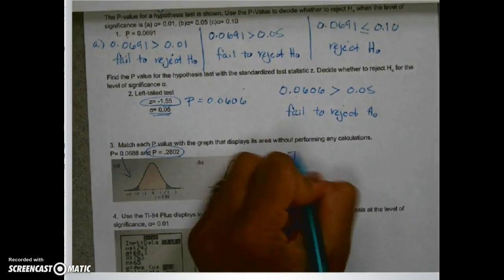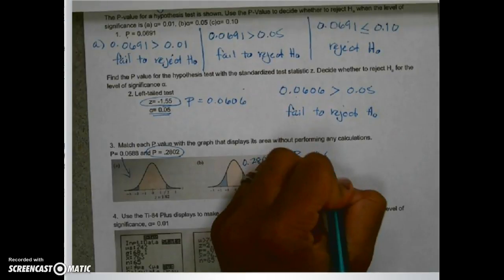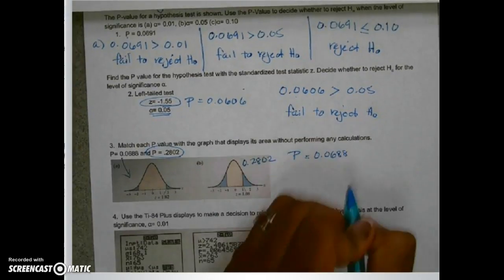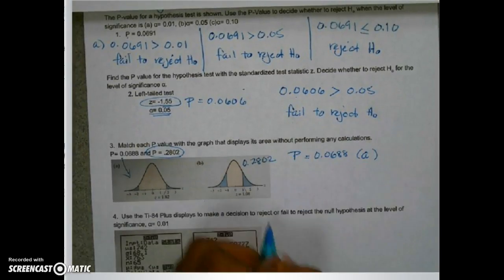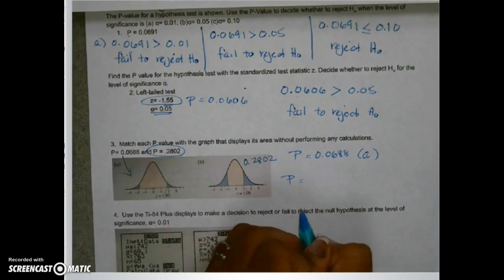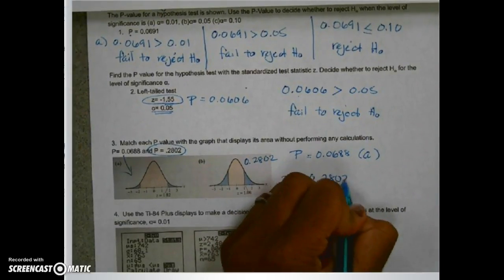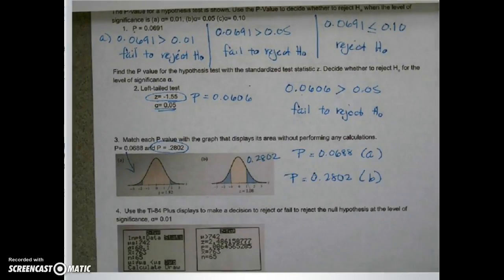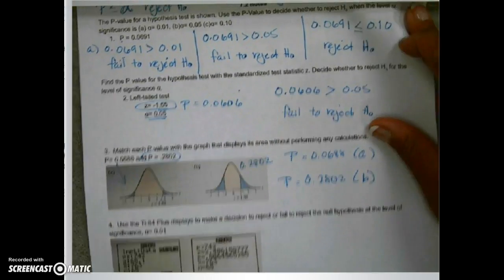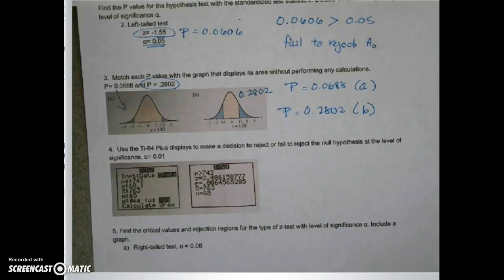So I would say p equal to 0.0688 goes with graph A, and p equal to 0.2802 goes with graph B. You're looking at the shaded area: whichever one has the larger shaded area is your larger p-value.